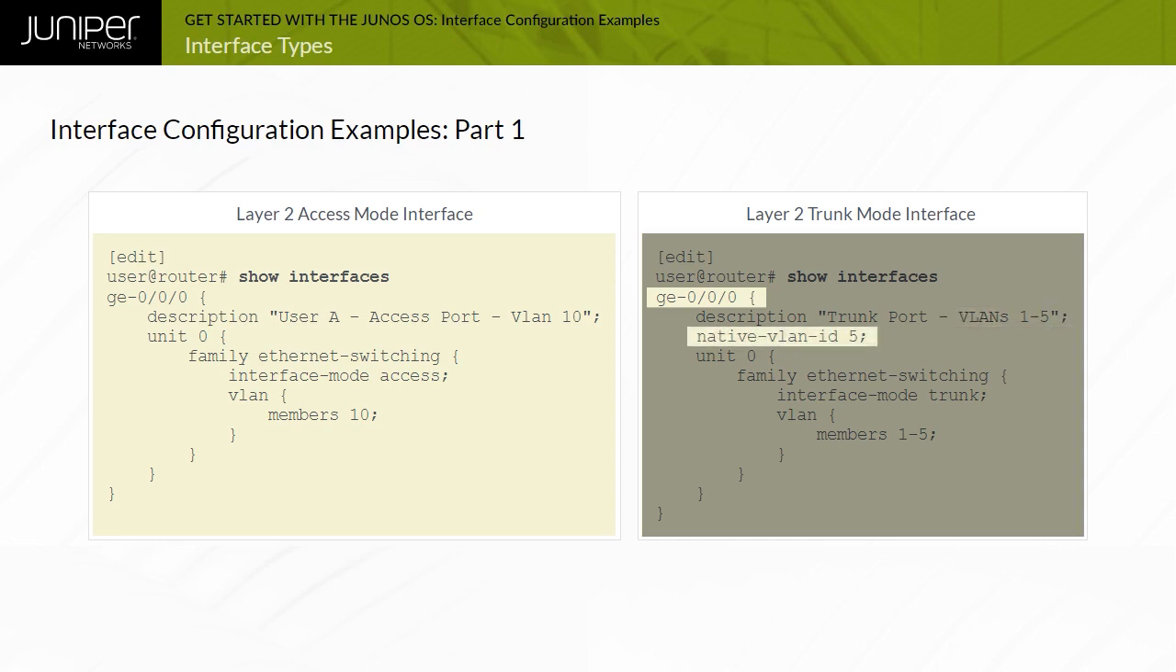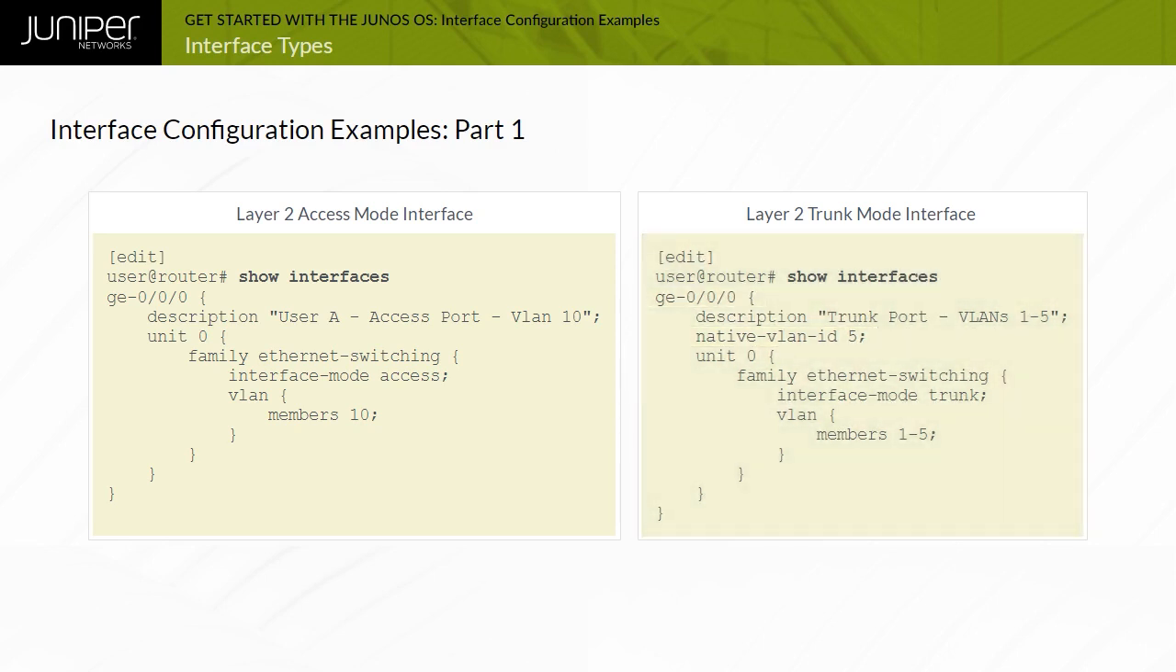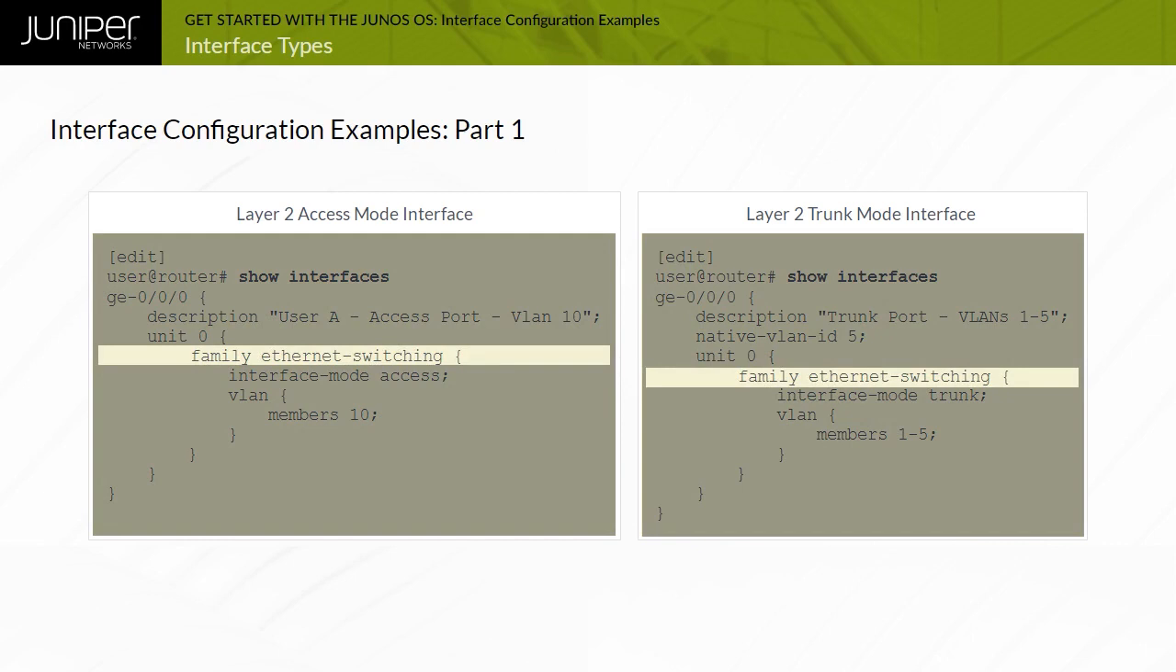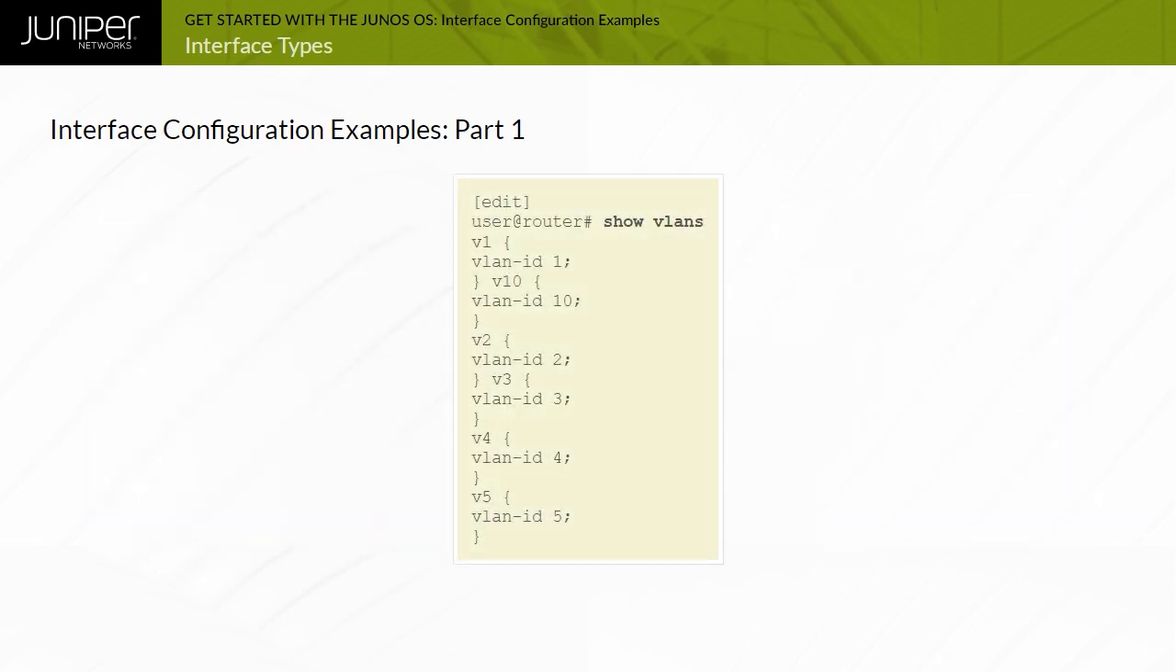Also, the GE0/0/0 interface carries untagged traffic as it is configured with the native VLAN ID configuration option. Both configuration examples are configured for Layer 2, which uses the Ethernet switching protocol family, and the respective VLANs are configured at the Edit VLANs hierarchy. For more information on configuring Ethernet switching ports, refer to the Enterprise and Service Provider switching courses.